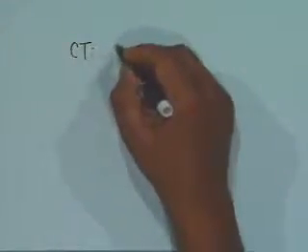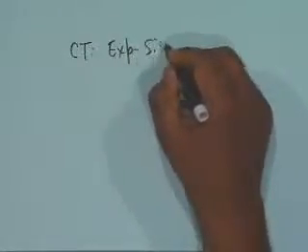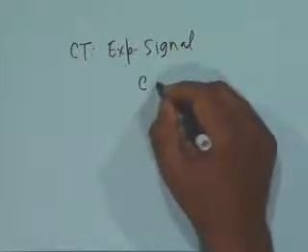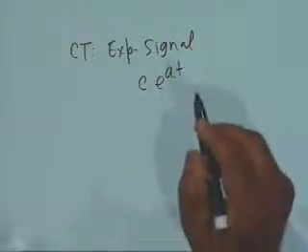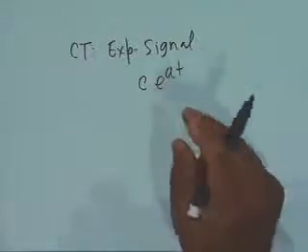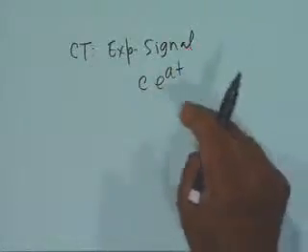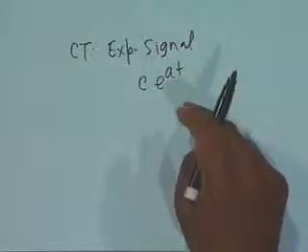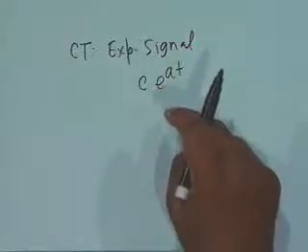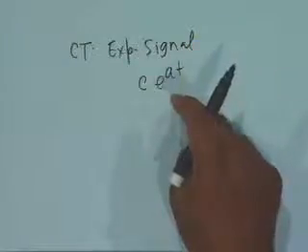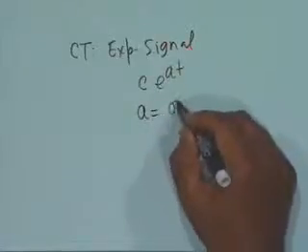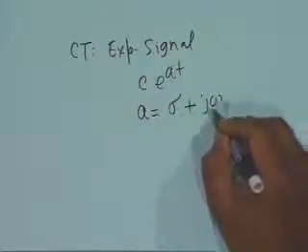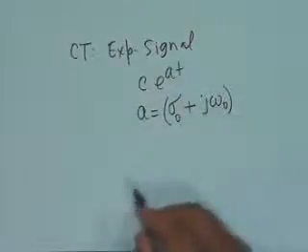Now, if you remember, we have been on the exponential signal, and we said it's in general of the form c e to the at. We considered c to be real so far. A could either be real, positive or negative. We have also considered A as purely imaginary. Suppose A is complex. Suppose A is sigma 0 plus j omega 0.